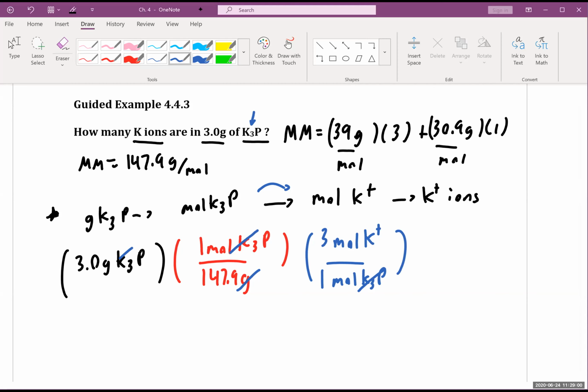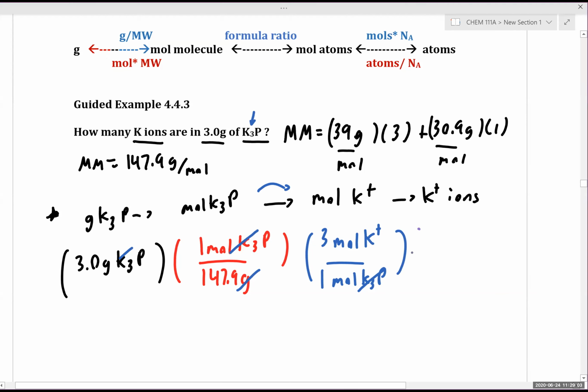And now if we want to go from moles to atoms, how many potassium atoms are present in 1 mole of potassium? What number do we use to count atoms per mole? What do we call that number? Avogadro's number. Yep, exactly right. So let's plug that in. So we have 6.02 times 10 to the 23rd potassium ions per mole of potassium.